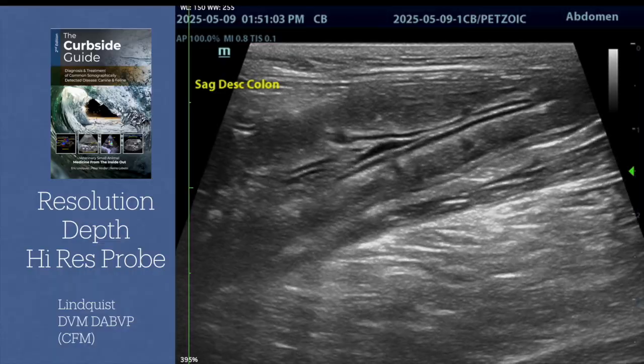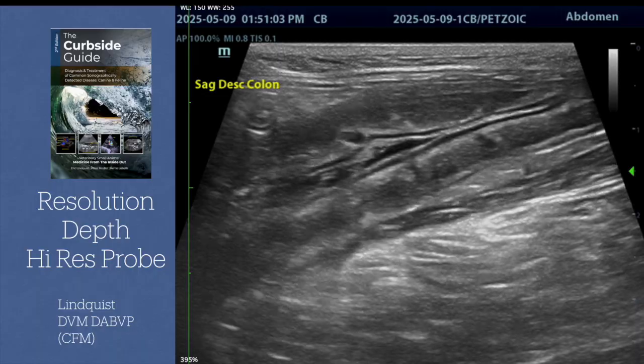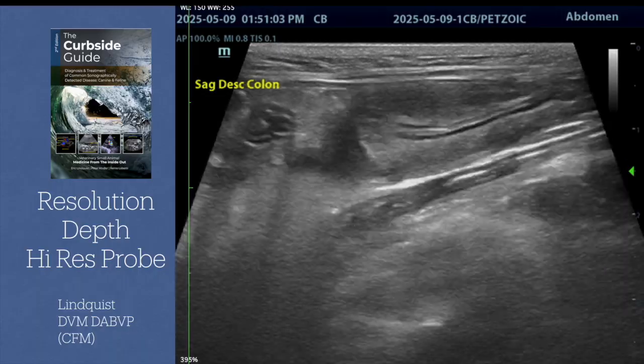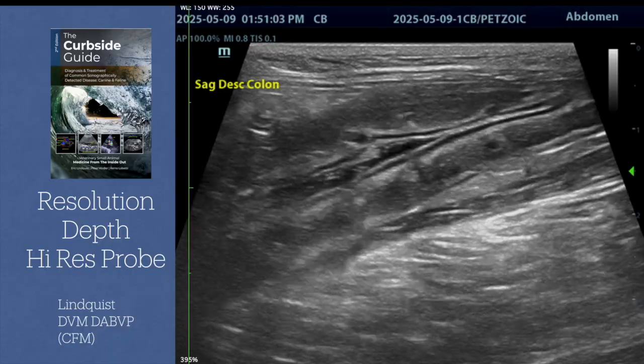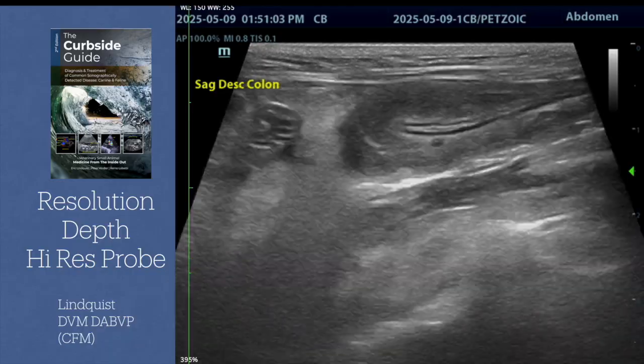We're going to explain a concept called resolution depth. Now, resolution depth is a term I came up with a number of years ago to describe the depth on the screen that you can diagnose something. And it's very important from a telemedicine standpoint.